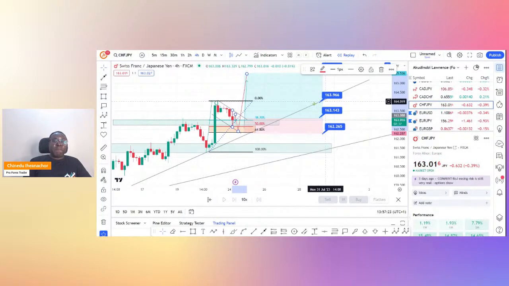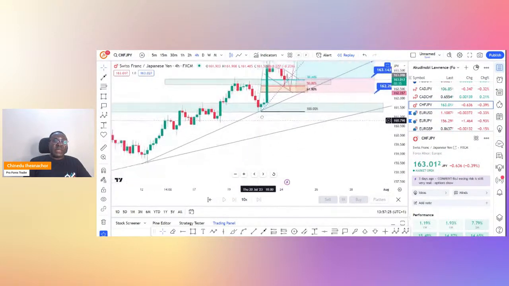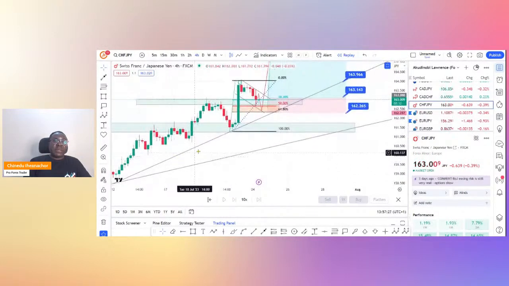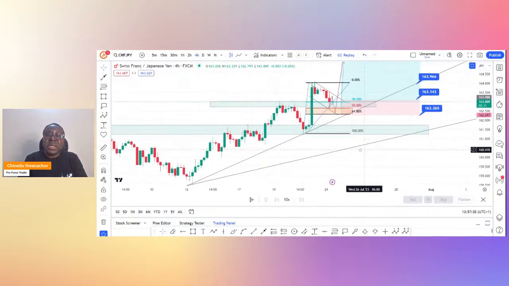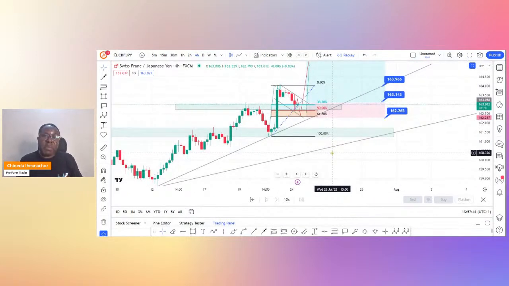163.966, which is here. All right, I've already located a short-term trend line here. Price may push to test that trend line, but just be watching. Replicate this drawing on your own chart, and then let's see how the market will go.